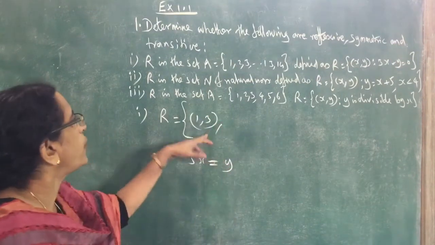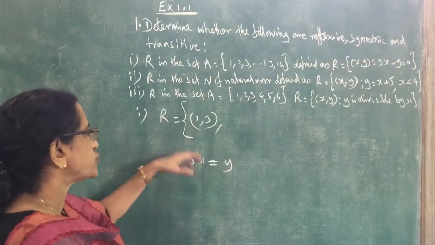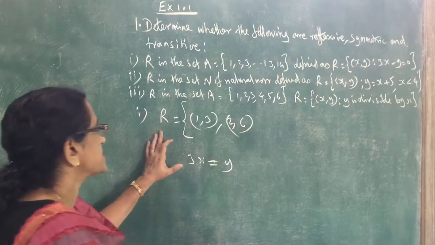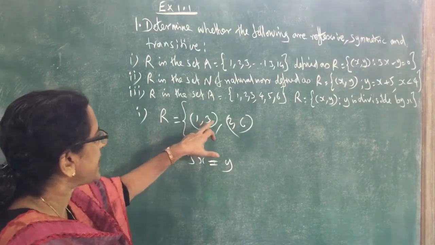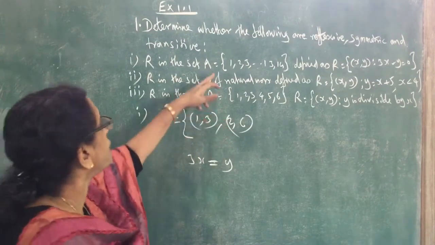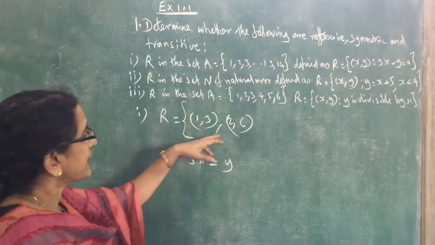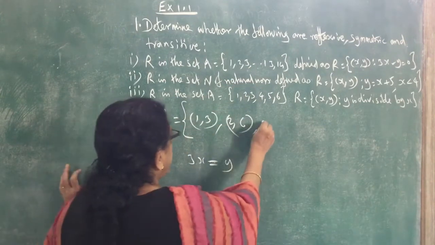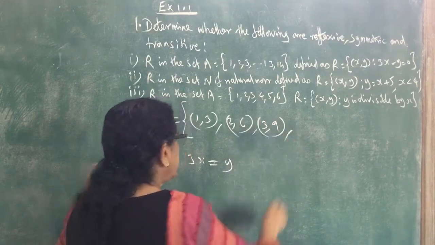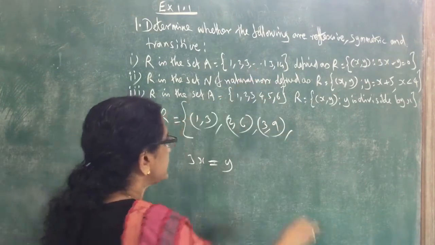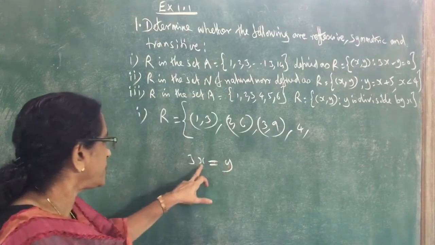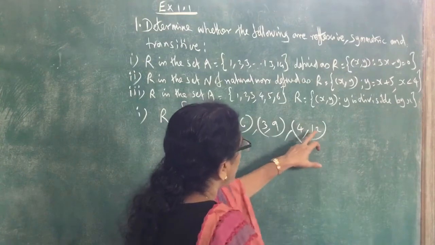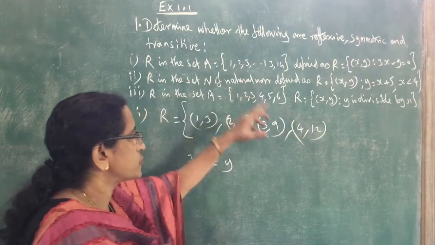So (1, 3) is one element belonging to the relation. Then when x equal to 2, 2 into 3, 6. So (2, 6) is an element of this relation. Remember that the first element and second element should be elements of set A. Now consider x equal to 3, y equal to 3 into 3, 9. So (3, 9). Then when x equal to 4, 3 into 4, that is 12. So (4, 12), both are elements of A. So that also we can write.